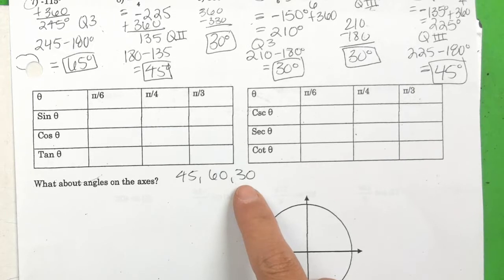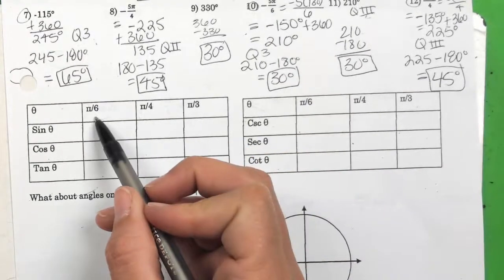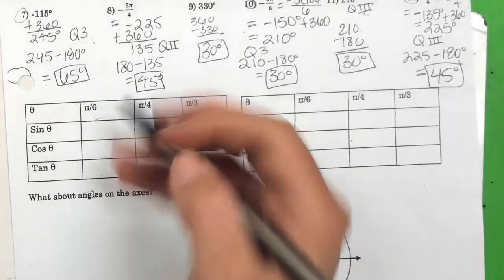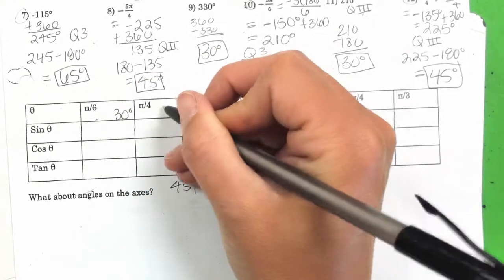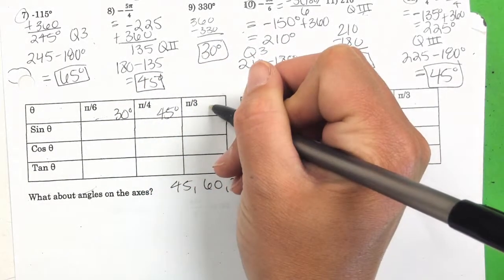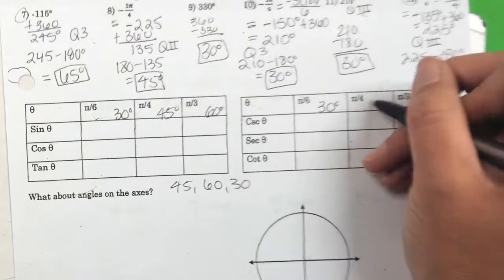And I have a really cool trick to show you. I'm really excited. First, let's label these. What is 180 divided by 6? Okay, 30 degrees. This one's going to be 45. This one's going to be 60. Alright, same thing over here. And I'm going to show you how to memorize these.